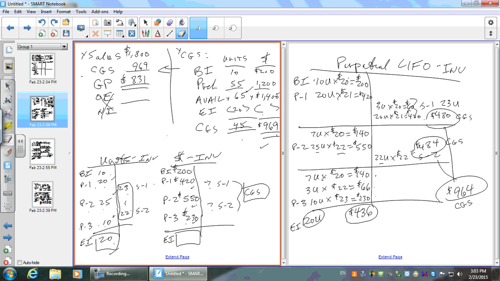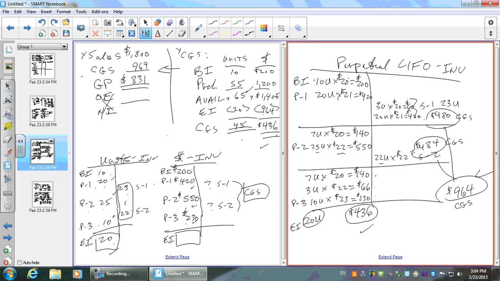If those ending inventory units cost me... this is a good use of your time, you guys. It's going to pay off big. 964. 964 away from 1400 is what? 436. It's a miracle. Tied out perfectly.